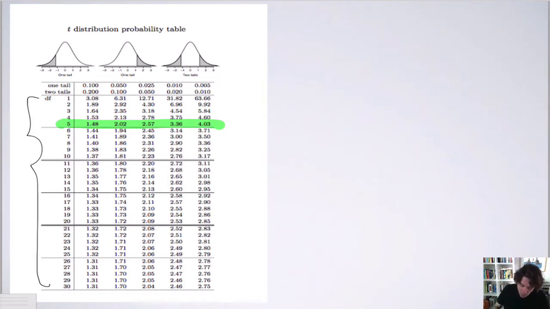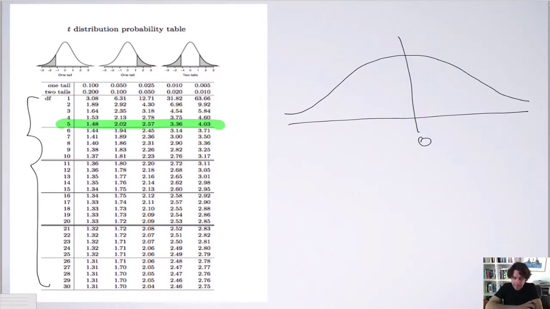Okay, so what are these values along the row: 1.48, 2.02, 2.57, 3.36, and 4.03? Well, they're the values along the x-axis. So the t distribution on 5 degrees of freedom looks something like that. It has a center of 0, and the values, let's say 1.48, 2.02, 2.57. So what this gives you is, if you look up and you see one tail, it's 0.1.